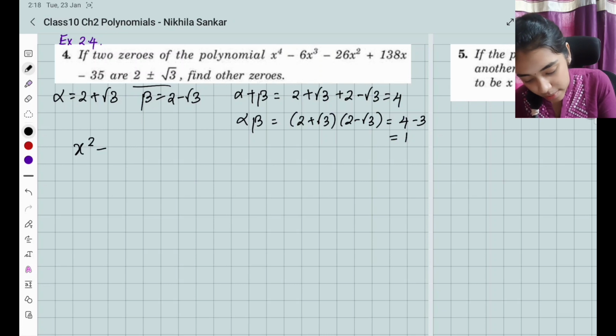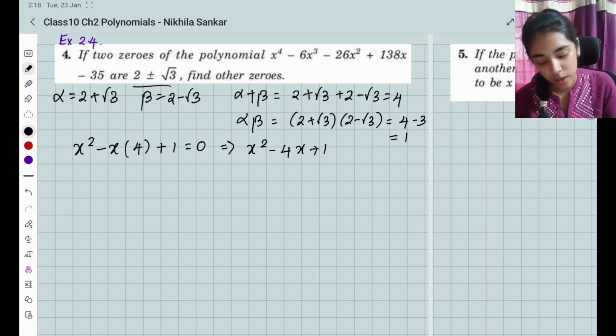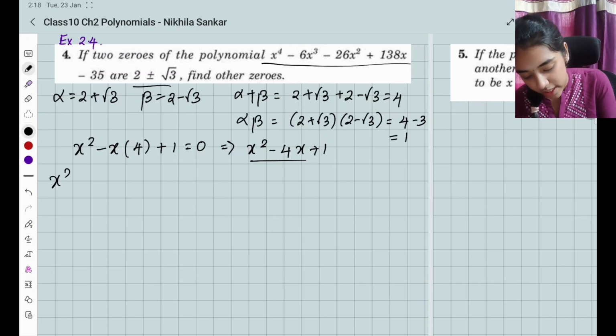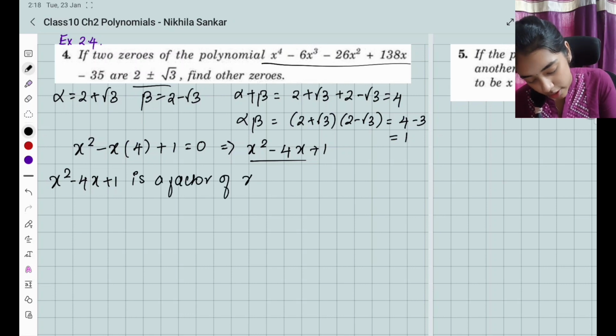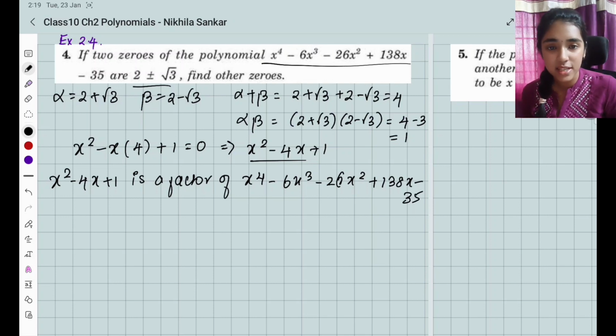x square minus x into sum of zeros which is plus 4 plus product of zeros. So this is going to be x square minus 4x plus 1. So in the equation oda zeros idun kuduttaanga, which means it is already given that x square minus 4x plus 1 is a factor of x power 4 minus 6x cube minus 26x square plus 138x minus 35. அங்க ஒரு 35 இருக்கு, அதை மிஸ் பண்ணிடாதீங்க. So it is given that it is already a factor.